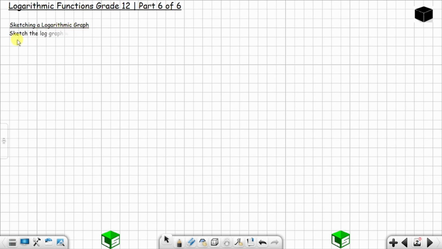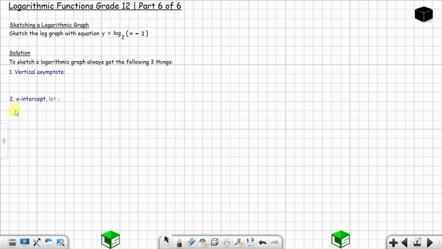You are given: sketch the log graph with equation y is equal to log of x minus 3, base 2. Okay, let's sketch the graph. To sketch a logarithmic graph, always get the following three things. The first thing is get the vertical asymptote. The second thing is get the x-intercept, and the third thing is get a random point.